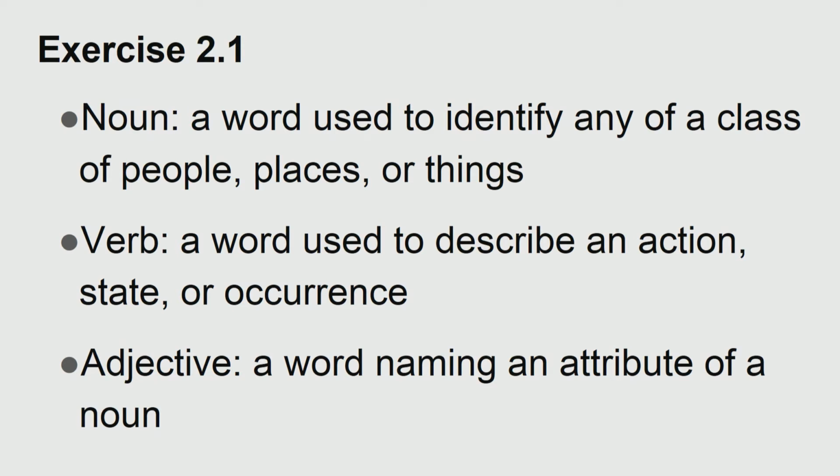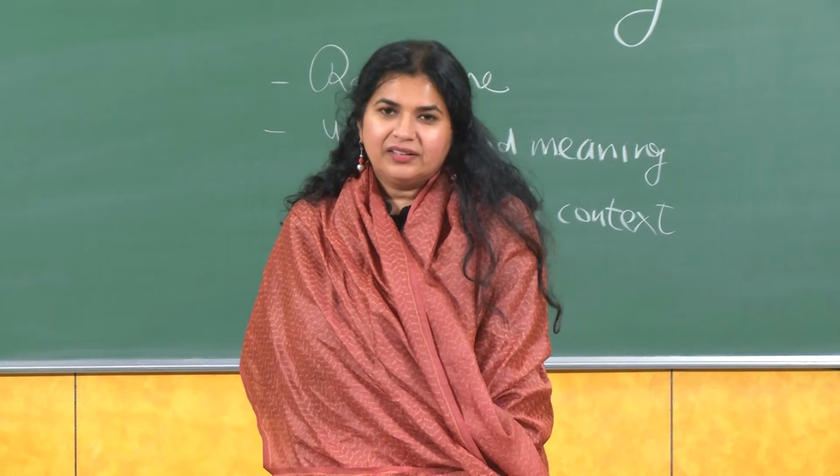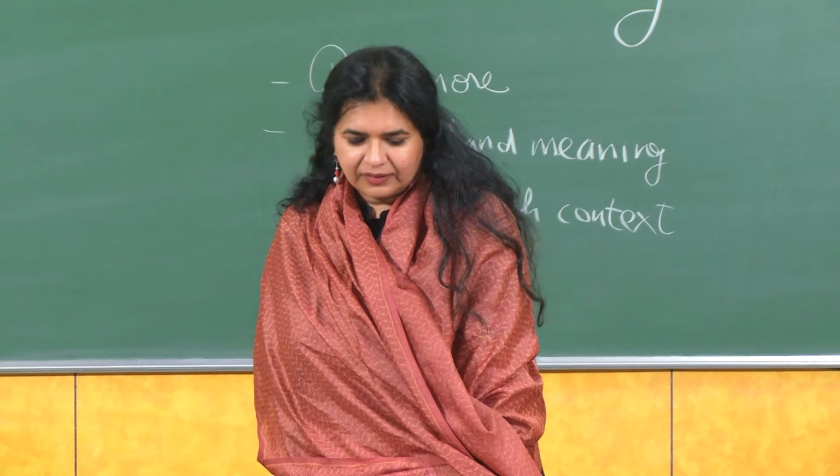Next question, here is something that you should know. This is just a brush up based on 2.1. Noun is a word used to identify any of a class of people, places or things. Noun is the name of a person, place or thing. I am just trying to recap your basic grammar. What is a verb? Verb is used to describe an action, state or occurrence. An adjective, a word that describes or names an attribute of a noun. Costly article. So, here costly is an adjective, although it may look like an adverb because of an ly suffix.